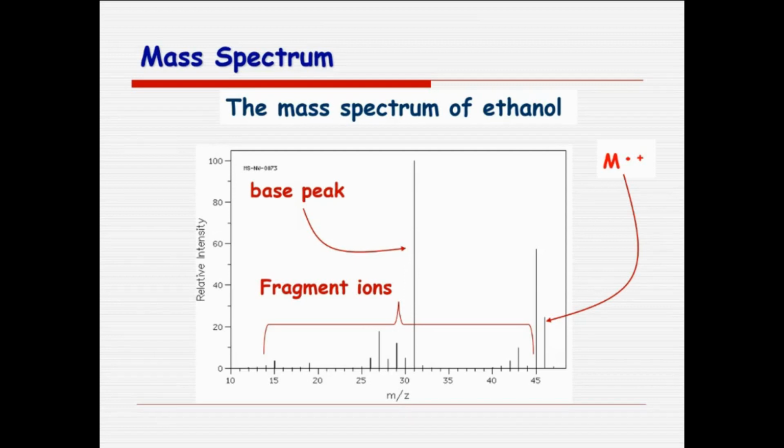But if I must know the mass, I should not go with the EI technique. I should go with the CI technique. In CI, you have chemical ionization. You will get an M plus 1 peak, or depending upon the carrier gas you use, an M plus something peak. Less energy is used, therefore it is a soft ionization.